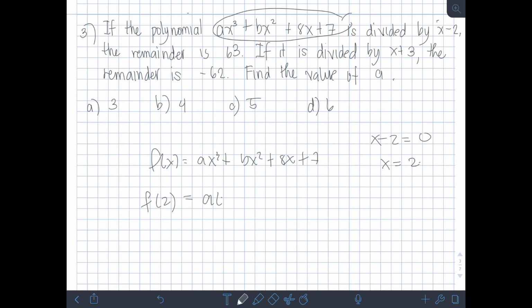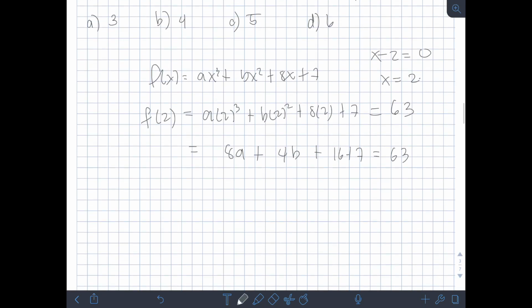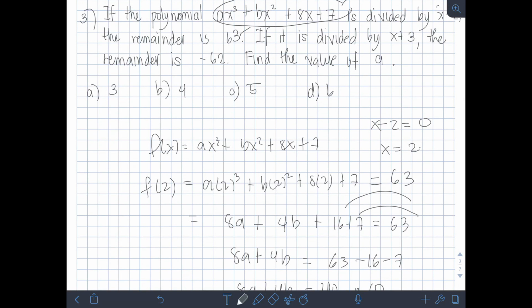We have a times 2 cube plus b times 2 squared plus 8 times 2 plus 7. This time, equal siya doon sa given na 63. So, pag sinimplify natin to, we have 8a plus 4b plus 16 plus 7 is equal to 63, or 8a plus 4b is equal to 63 minus 16 minus 7 transpose. So we have 8a plus 4b is equal to 63 minus 16 minus 7, 40. So equation 1.